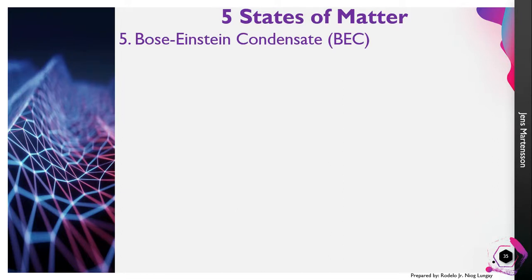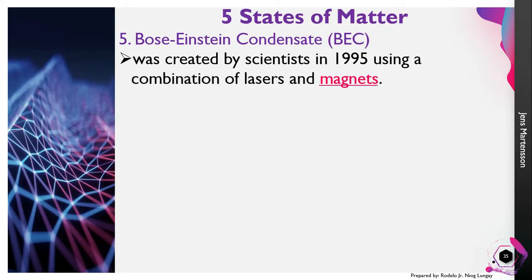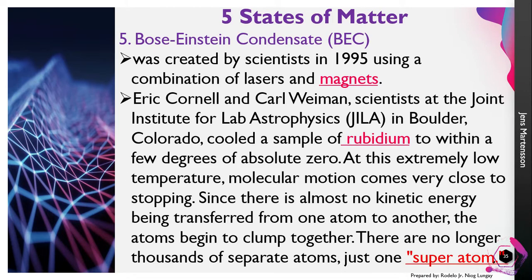And then the fifth state of matter is what we call the Bose-Einstein condensate. So it was created by scientists in 1995 using a combination of lasers and magnets. So it was Eric Cornell and Carl Wieman, no, who were responsible for cooling a sample of rubidium to within a few degrees of absolute zero. Okay, when we say absolute zero, that is the temperature of 0 Kelvin na siya, no? At this extremely low temperature, molecular motion comes very close to stopping. Yung kinetic energy ng isang matter, when it comes to its absolute zero, dili na gud sila maglihok.